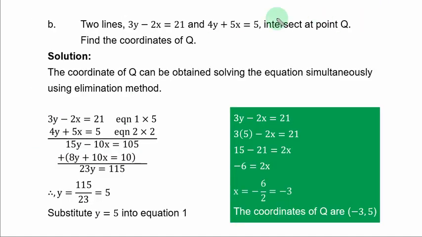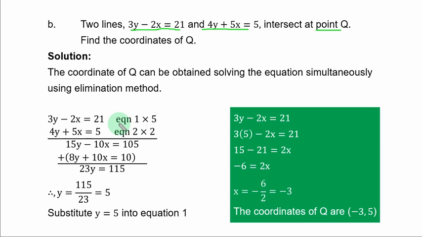Question 2b. Two lines 3y minus 2s equal to 21 and 4y plus 5s equal to 5 intersect at point Q. Find the coordinates of Q. Solution. The coordinates of Q can be obtained by solving the equations simultaneously using the elimination method. So you have equation 1 and 2.